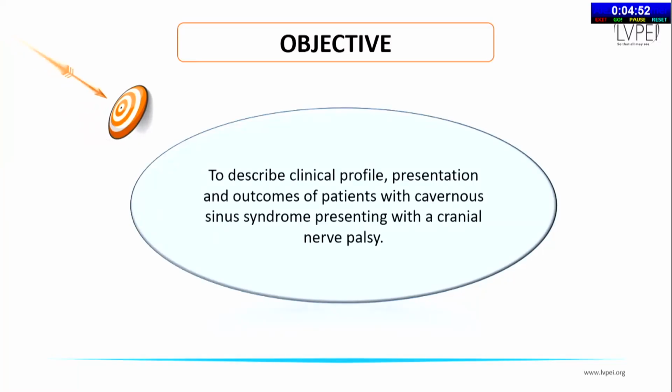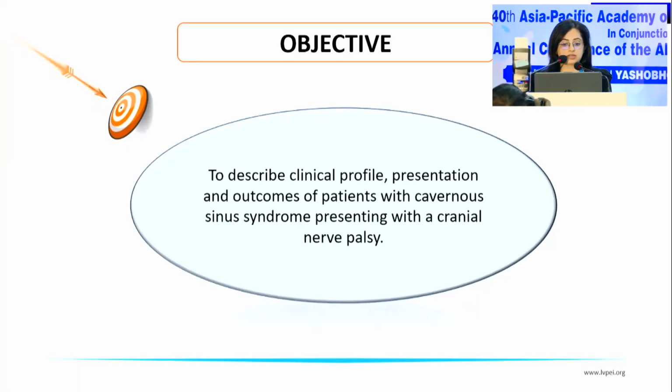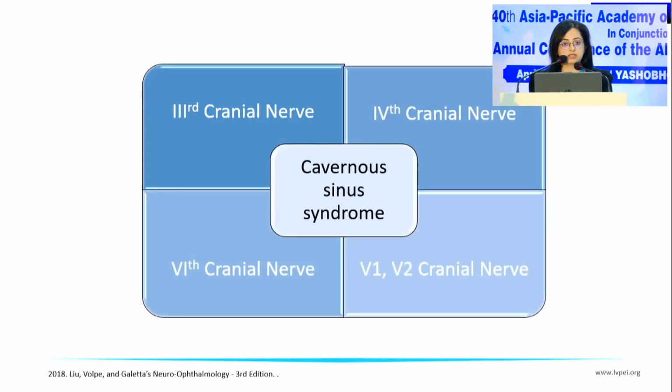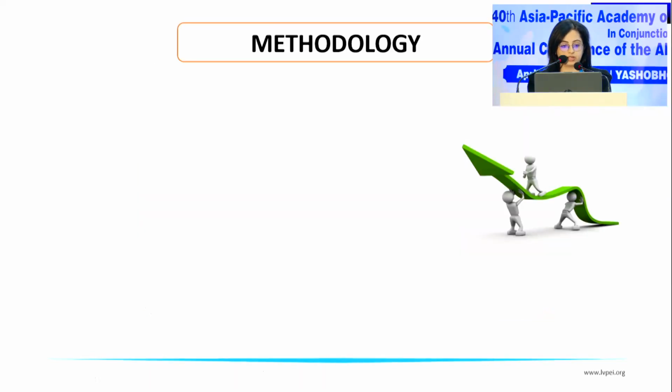A very good afternoon to all. I'll be presenting on cavernous sinus syndrome presenting as a mononeuropathy. The objective of our case series was to describe the clinical profile, presentation and outcomes of patients with cavernous sinus syndrome presenting as a single cranial nerve palsy. As we know, cavernous sinus syndrome can present as multi-nerve involvement with the third, fourth, sixth and the first and second parts of the fifth cranial nerve.